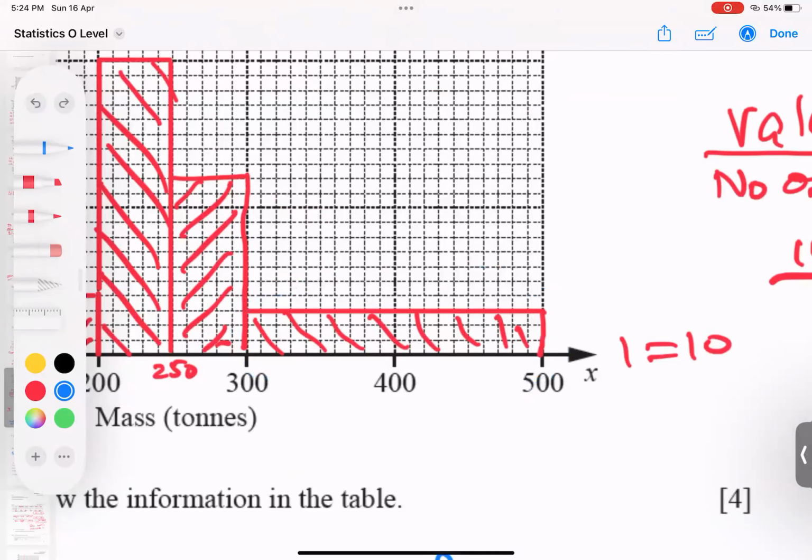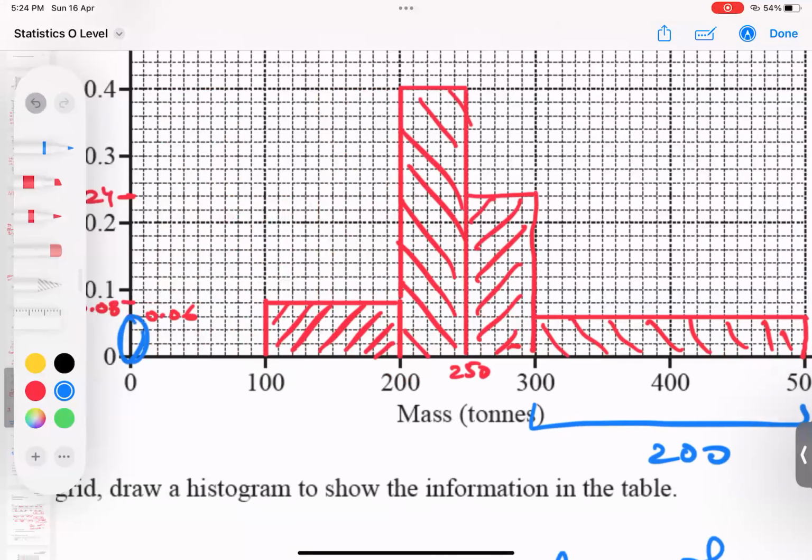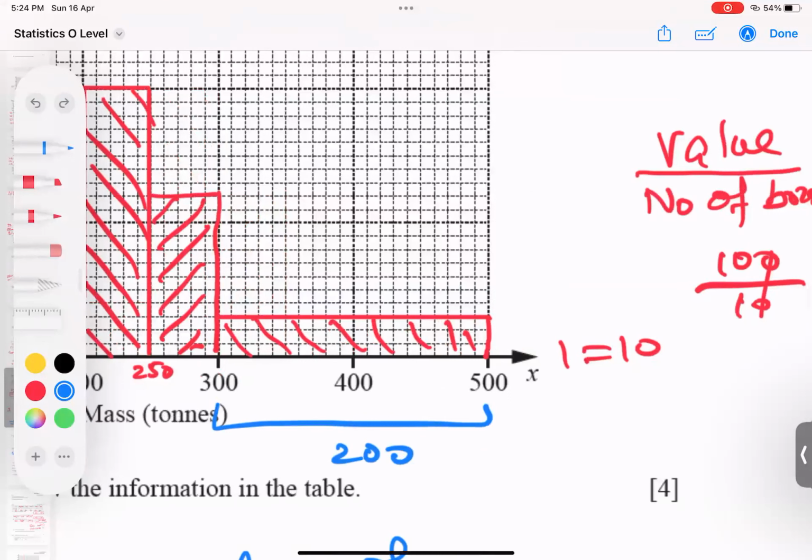Let's start. What is this gap? This is 200. Very clear: out of 500, subtract 300, you get 200. And what is this gap? 0.06. It means such a rectangle with width 200 and height 0.06.